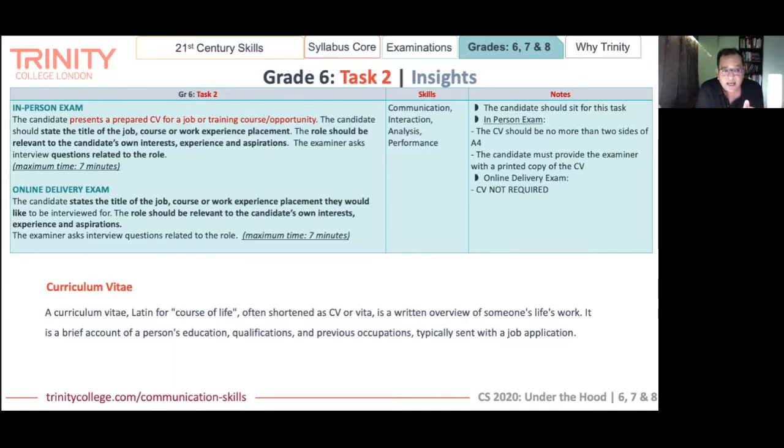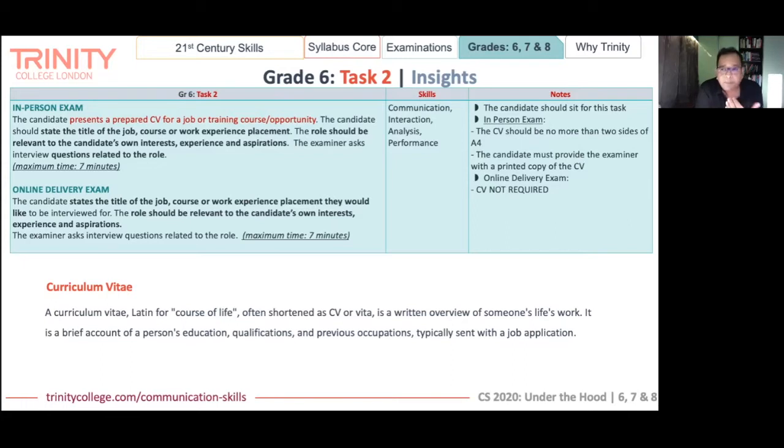In an online exam, there is no need for a CV. If you look at the notes in the right-hand corner, I've made that very clear. A CV is not required for an online exam. The candidate states the title of the job, or the course or work, whatever they're aspiring for, and the interviewer begins directly from there.